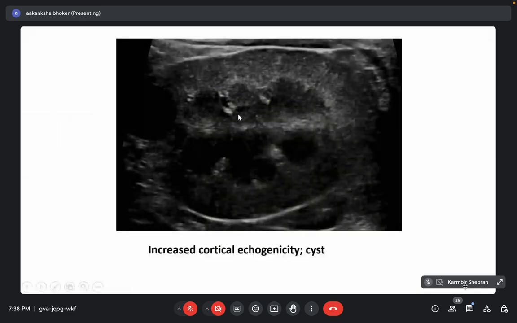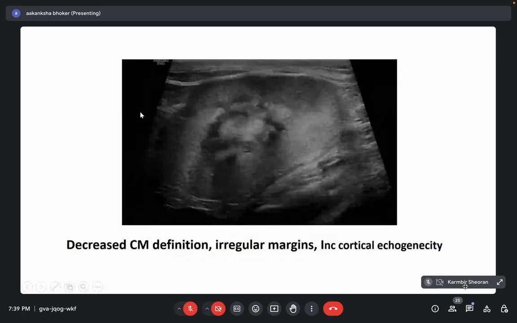Again, here you can see the cortex is a bit hyperechoic. Cortical echogenicity is increased, and we can appreciate a cyst. Why am I saying a cyst? Because the contents appear very clear. It is a renal parenchymal, renal cortical cyst. The contents are very anechoic, and the margins, the capsule, are very sharp and demarcated.